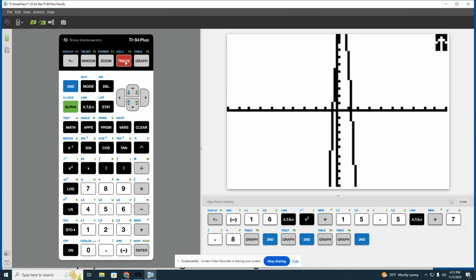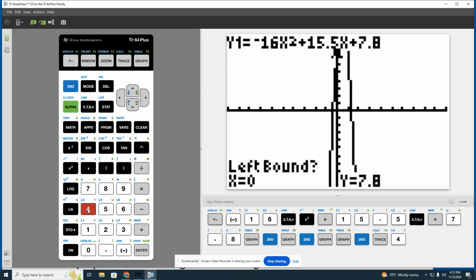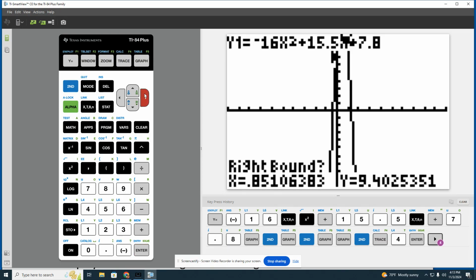I'm going to do second trace, and I'm going to find the 4, the maximum. Now, you see the cursor blinking right here? Since that's the last place I can really see it on the left side, and I know it's going up but coming back down, I'm going to go ahead and push enter on the left. And then I'm going to scroll until it comes back down. See it? It just popped in, and push enter again.